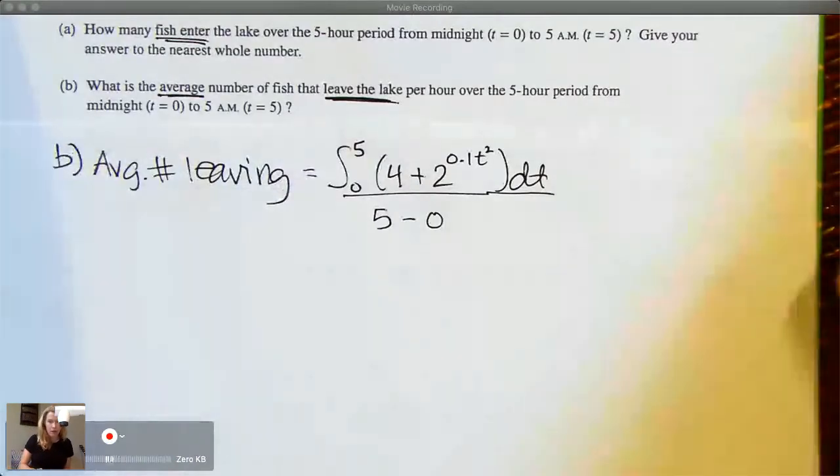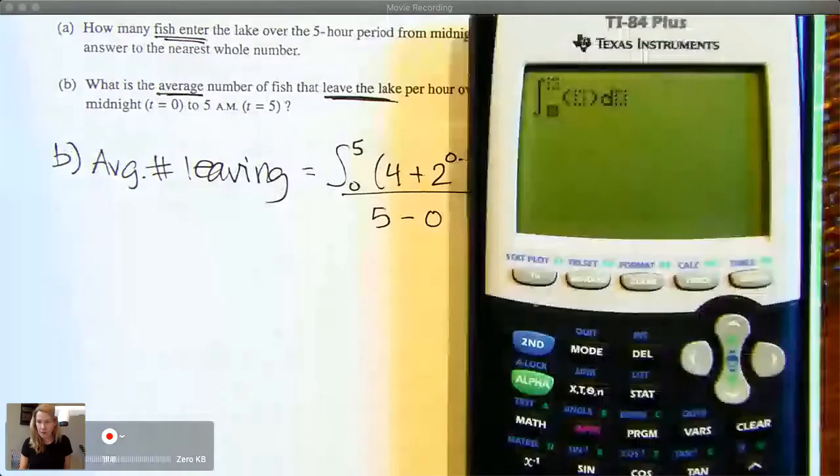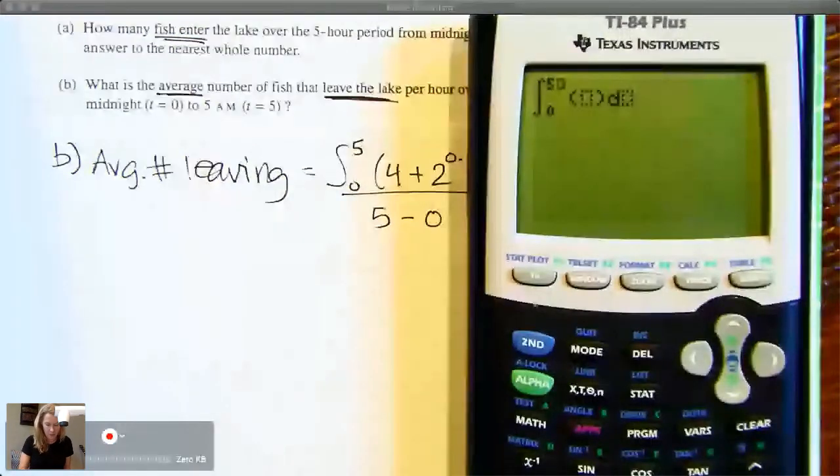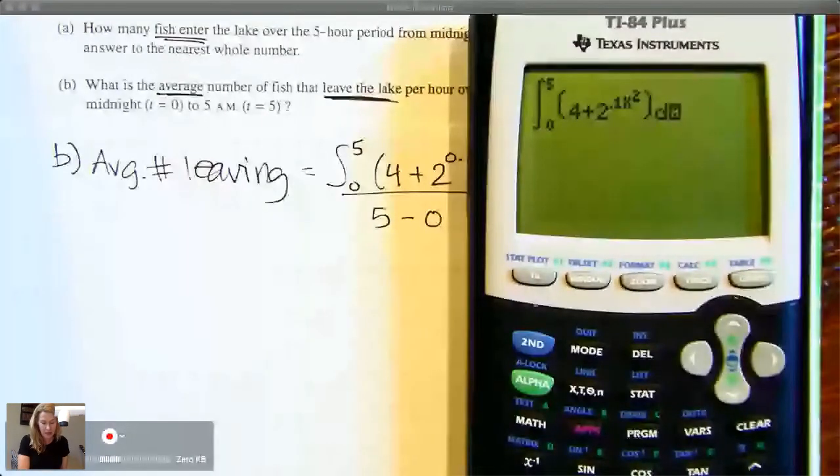I'm going to integrate 0 to 5. And I see a bunch of you are already doing that. Excellent. And we want 4 plus 2 to the 0.1 x squared power, and that is with respect to x. And then, of course, I have to divide this whole thing. Once I get it, I want to divide that by 5.